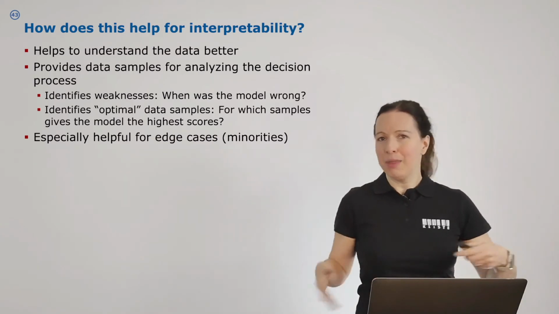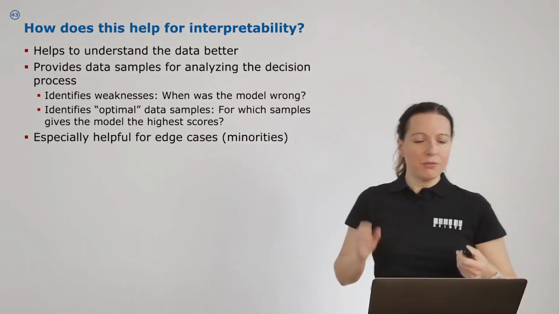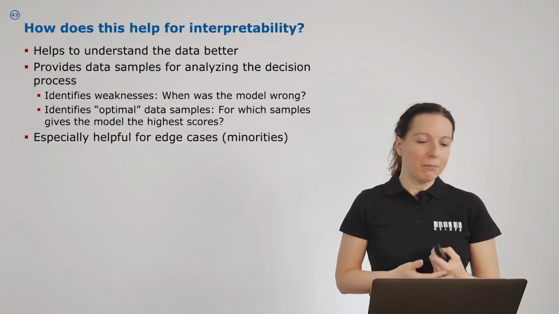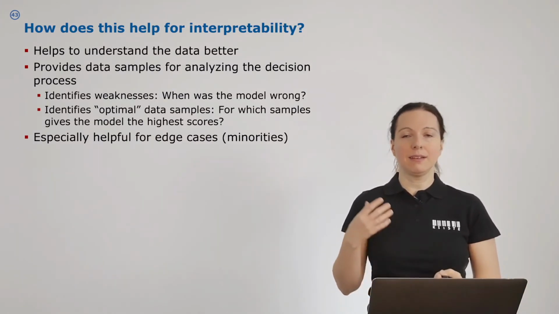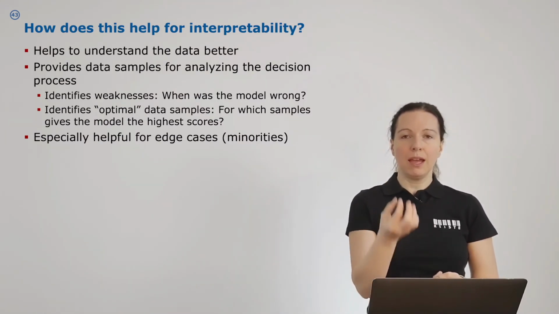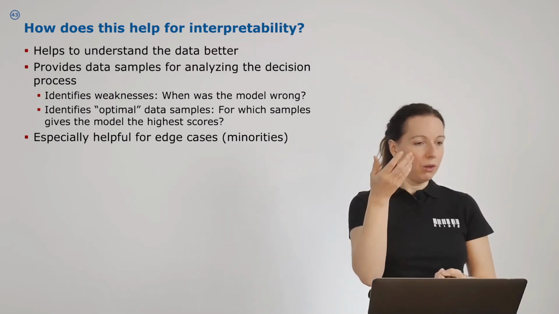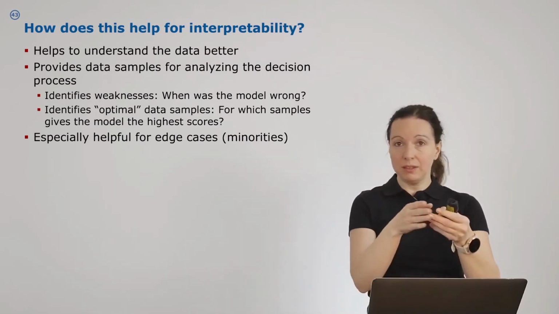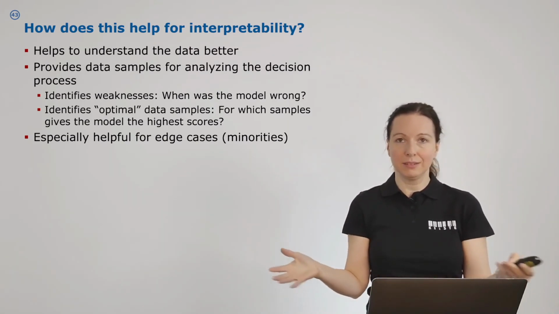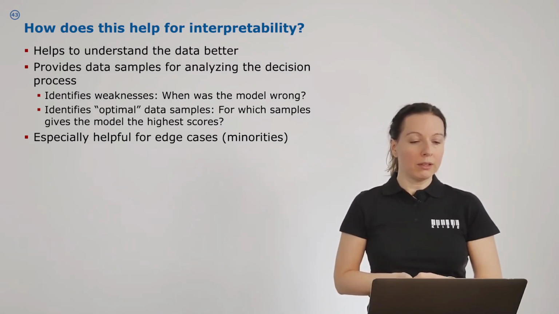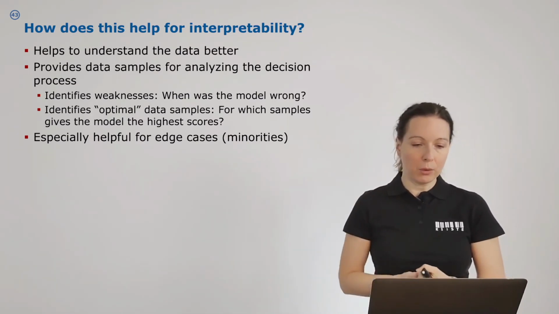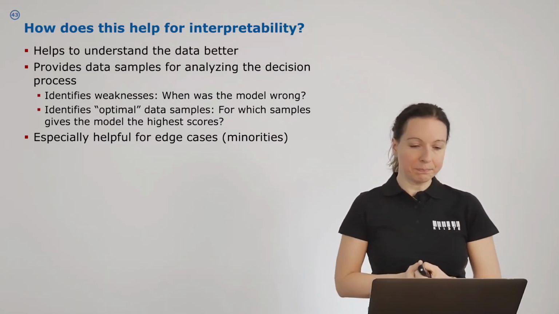So how does it help now for the interpretability? First of all, it helps to understand the data better. And it provides data samples for analyzing the decision process. So what you do is you select your prototypes and your criticism, and then you can compute feature importance with these representative examples, because you cannot do it with 1 million samples. Or you can, as I will tell in the next lecture, perform heat mapping or something like this.